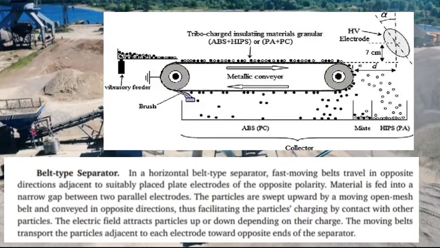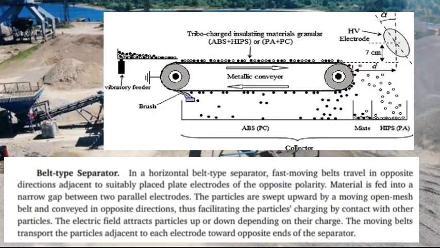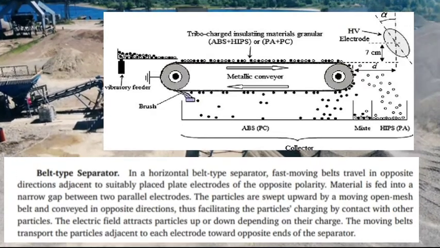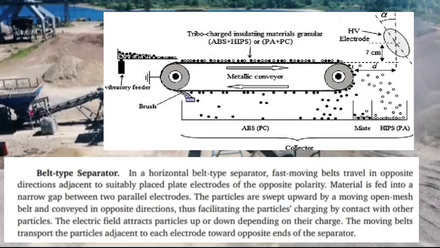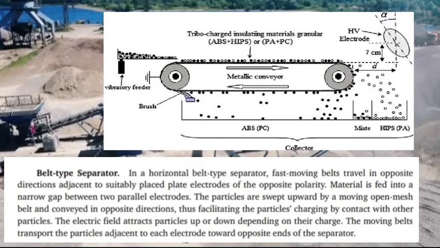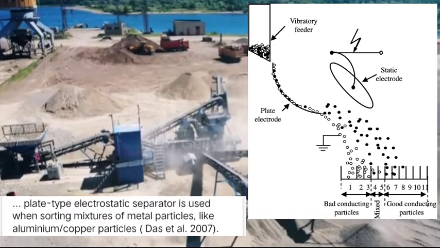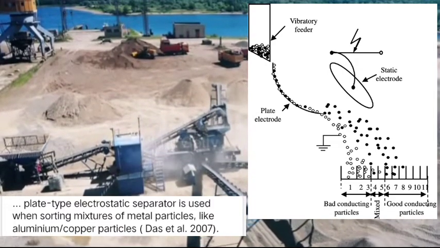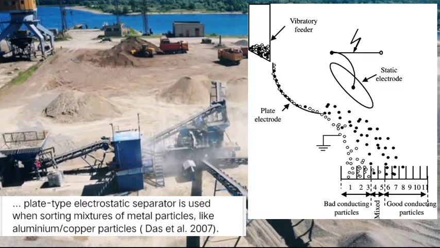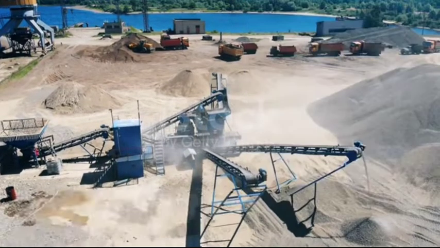The electric field attracts particles up or down depending on their charge. The moving belts transport the particles adjacent to each electrode towards opposite ends of the separator. Plate-type electrostatic separator is used when sorting mixtures of metal particles like aluminum or copper particles.